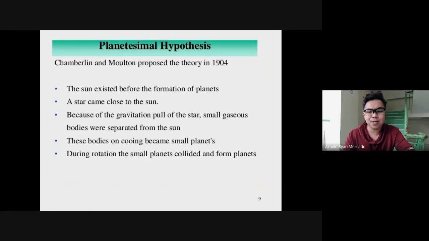The sun existed before the formation of planets, according to them. Then a star came close to the sun. So nung itong star na to ay lumapit sa sun, dahil sa malakas na gravitational pull, yung small gaseous bodies were separated from the sun. So sumabog. So itong mga bodies na to ay nagdahan mag-cool down, then naging small planets. Then nag-rotate sila, nagkaroon ng accretion, yung iba nag-collide, and it formed the planet. So it's up to you if maniniwala kayo sa Planetesimal Hypothesis.